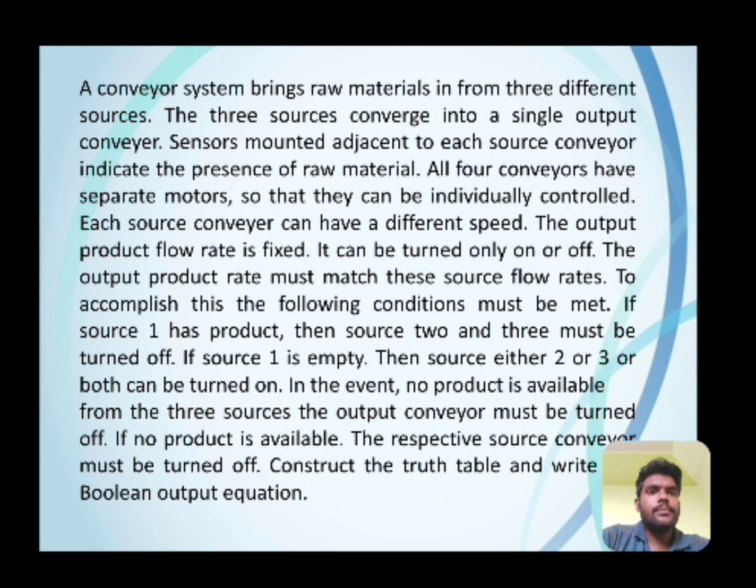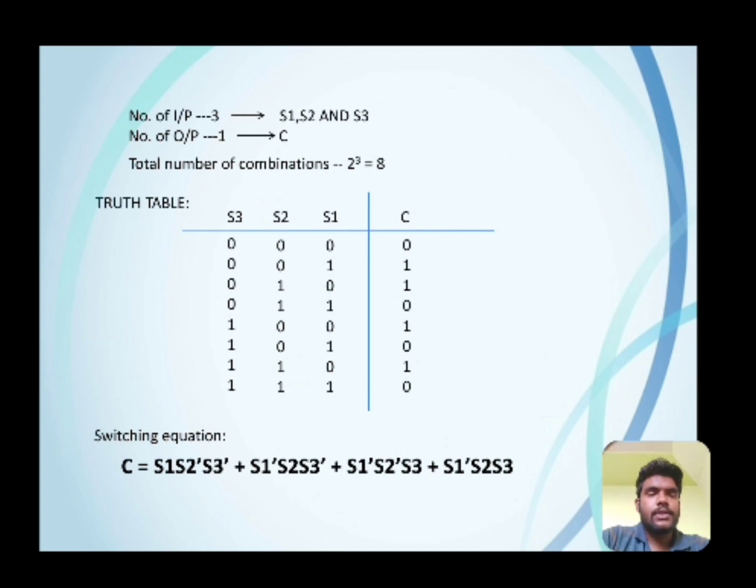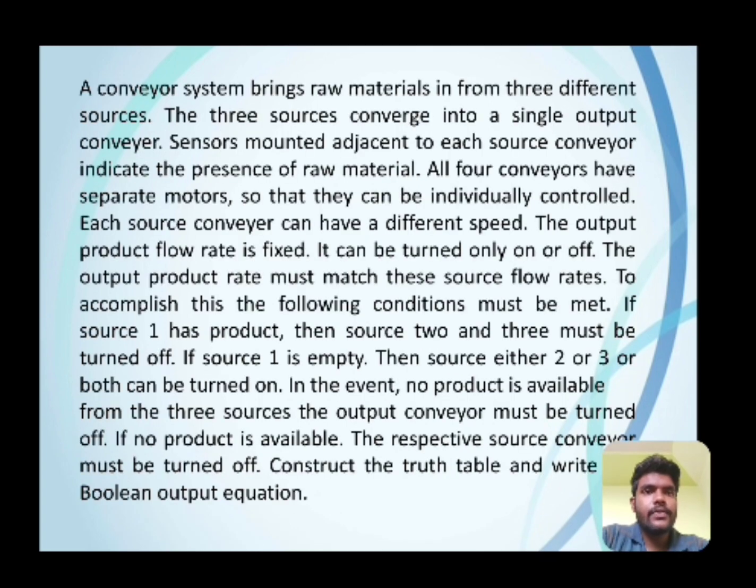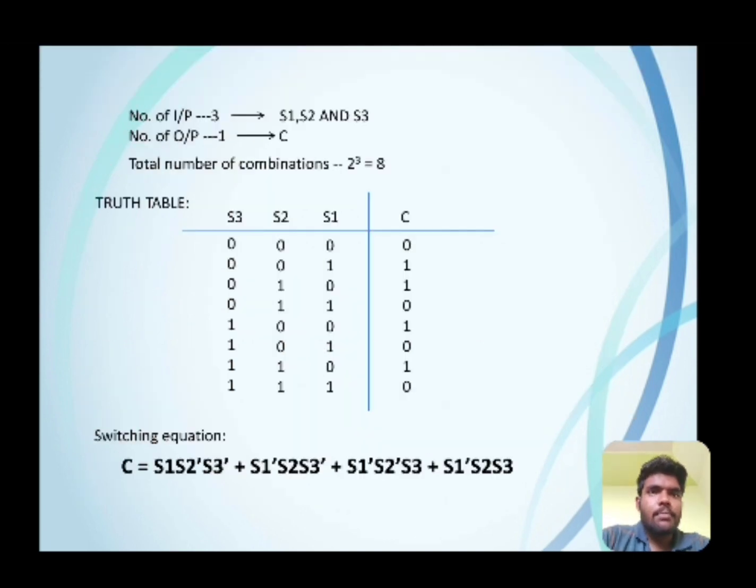Let us come to the solution. Here in the problem, we can understand that there are three sources, meaning the inputs are three sources, and a single output, the conveyor. The number of inputs is three: S1, S2 and S3. The number of outputs is one conveyor. The total number of combinations, 2 power number of inputs, is equal to 8. Let us construct the truth table.